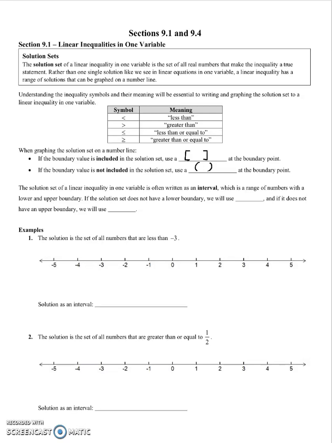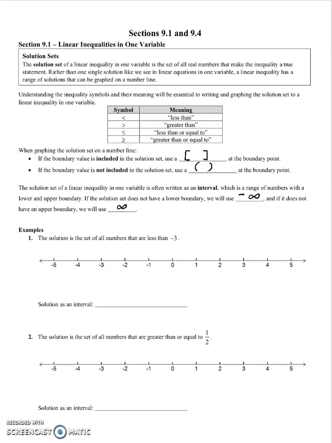The solution set of a linear inequality in one variable is often written as an interval, which is a range of numbers with a lower and an upper boundary. If the solution set does not have a lower boundary, we use negative infinity, and if it does not have an upper boundary, we use positive infinity. And when we get to the examples, we'll see how we actually write the solution interval.